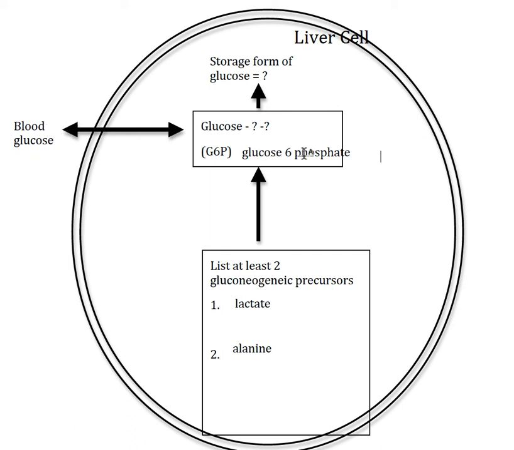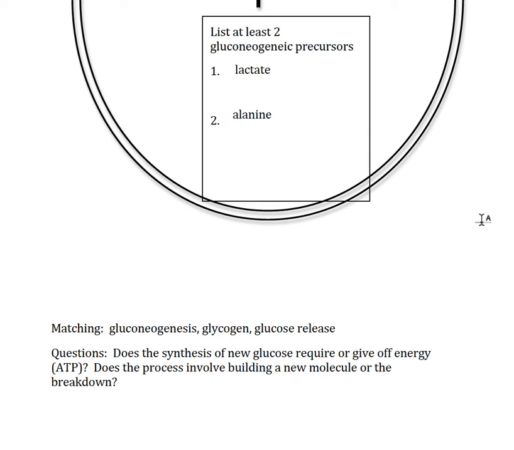If we want to store this glucose 6 phosphate in the liver cell, the storage form of glucose is called glycogen. And that can be stored in the liver cell or the muscle cell. So this picture represents gluconeogenesis.